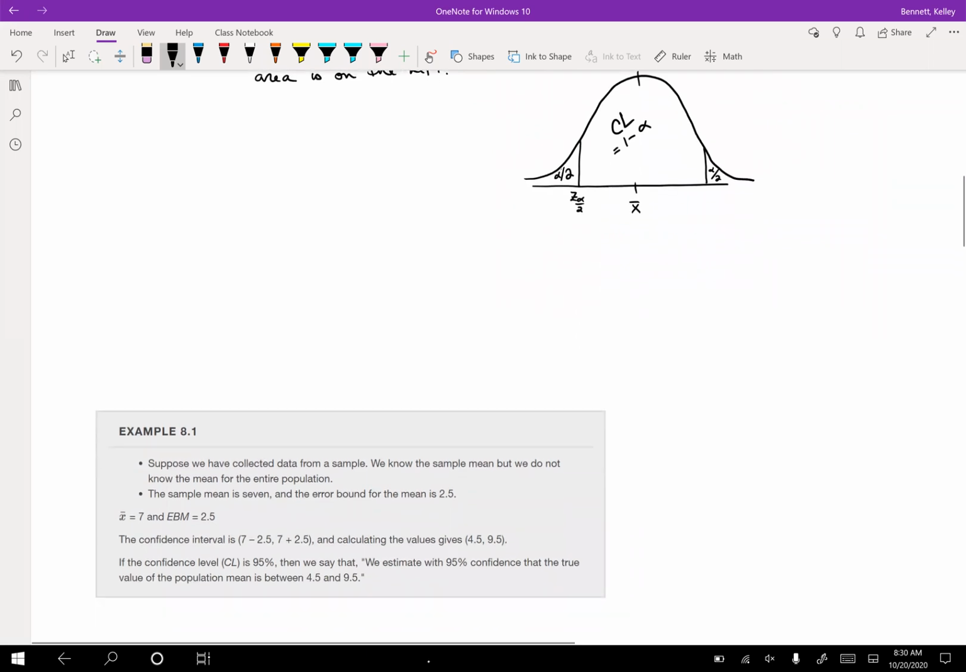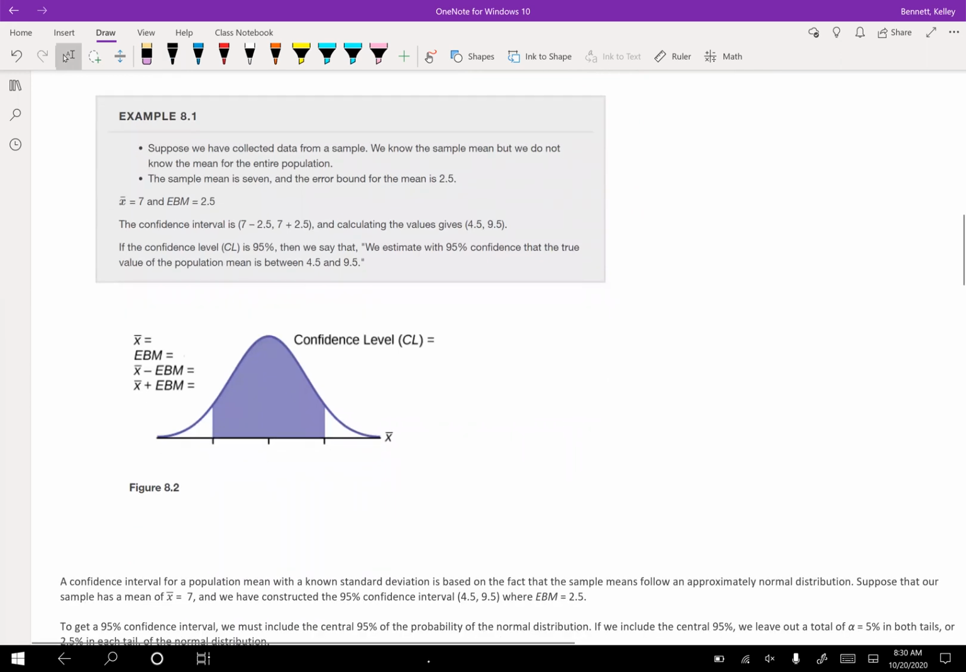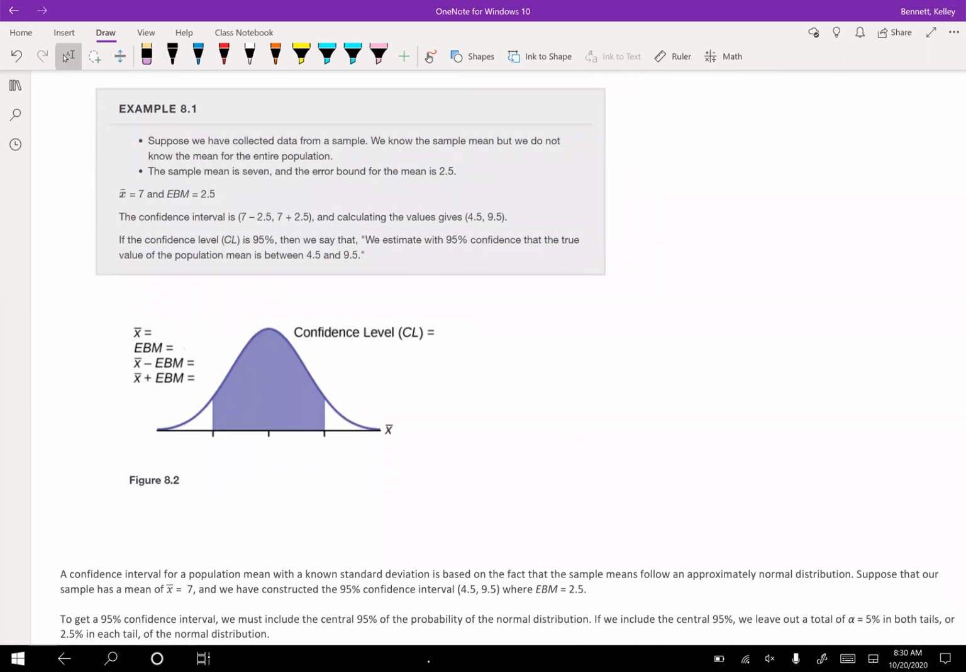Alrighty, so let's actually do an example here. We're still starting off nice and slow. We're not computing the EBM yet. It's still given, but let's see if we can parse it out. Suppose we have collected data from a sample. We know the sample mean, but we do not know the mean for the entire population. The sample mean is 7, the error bound for the mean is 2.5. So we're going to construct our confidence interval just like this. This is always our point estimate here.